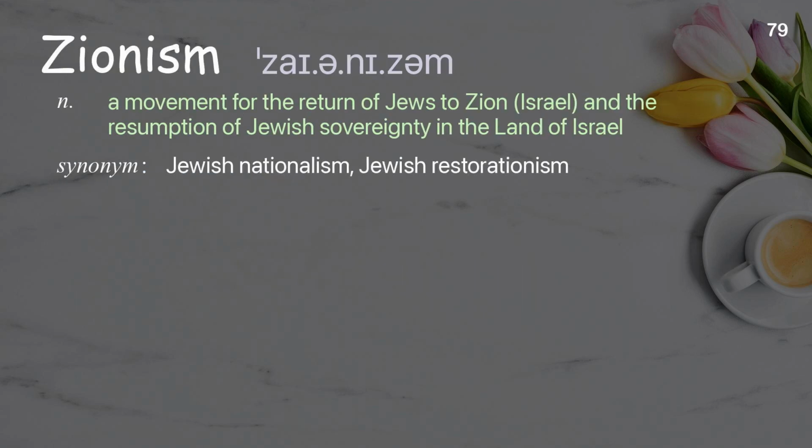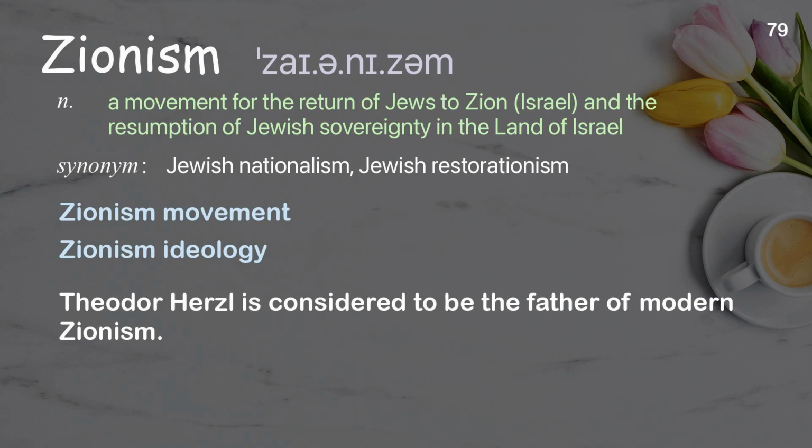Zionism. A movement for the return of Jews to Zion, Israel, and the resumption of Jewish sovereignty in the land of Israel. Examples: Zionism movement, Zionism ideology. Theodor Herzl is considered to be the father of modern Zionism.